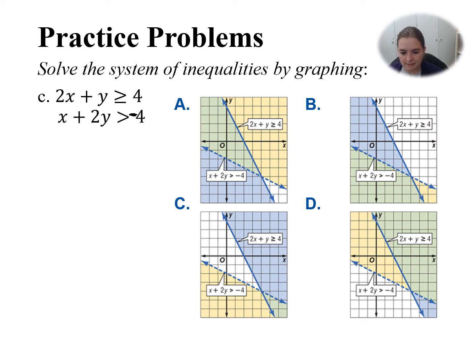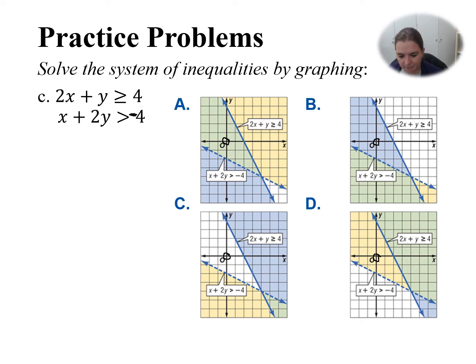What I see in this first one is that the origin should be true for both. It's in that double shaded region. In this one, the origin should be true for the first equation and false for the second one. In this one, the origin should be false for both. And in this one, the origin should be true for the second equation and false for the first equation. So let's figure out which situation matches best.